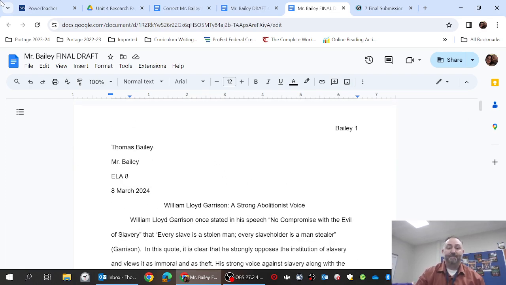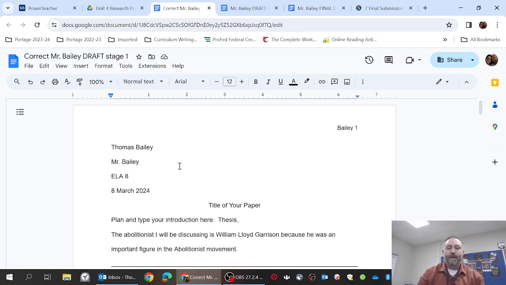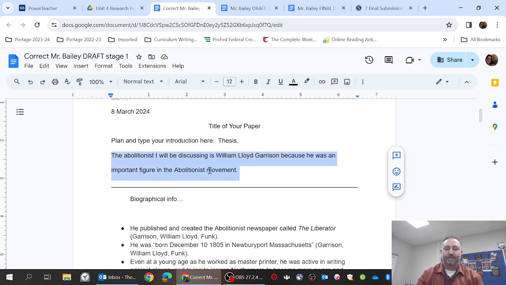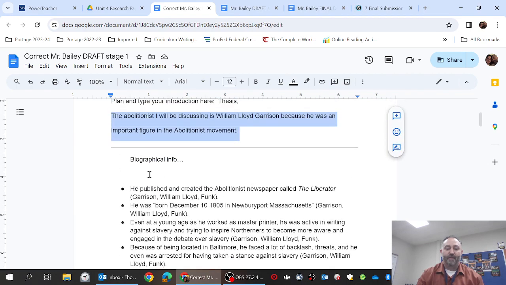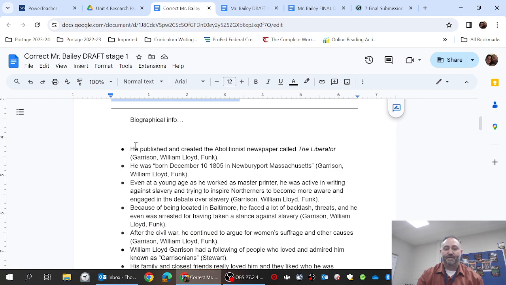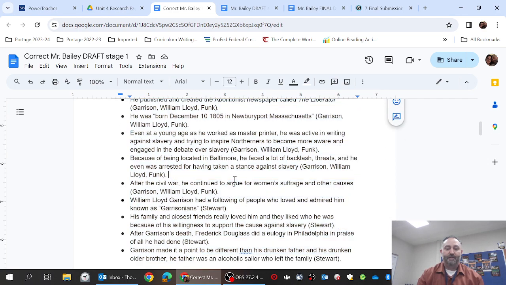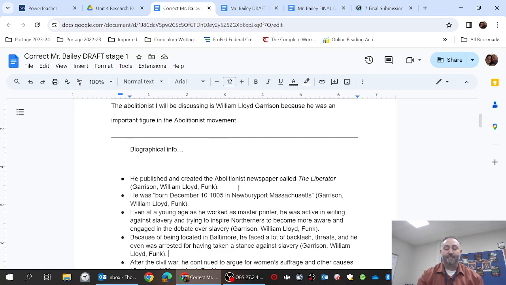But how do we get there? Way back when I first started doing the research paper, using the exact same template that I gave you guys, notice it says "title of your paper." Notice it says "plan and type your introduction here." So the only thing I put for my introduction was who I was researching. The second thing then is all of the biographical information that I had in my digital note cards. I copied and pasted it here. So you can see I had a lot of information about his life.